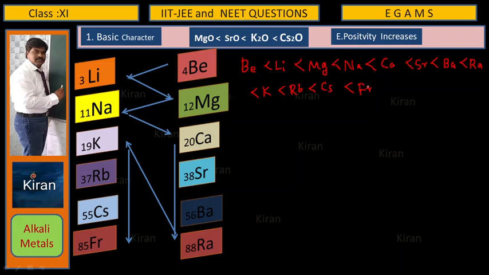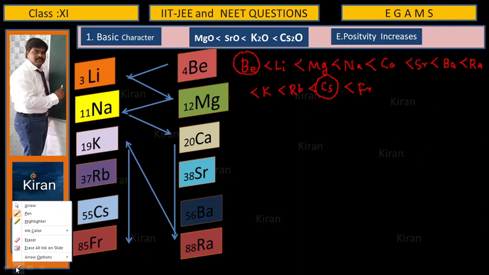This is the increasing order of atomic radius. Here the element with the least atomic radius is beryllium, and the highest atomic radius is cesium. Francium is a radioactive element. When atomic radius increases, electropositivity increases, and basic strength increases. Cesium oxide is the most basic.